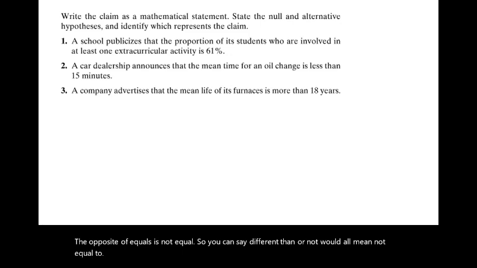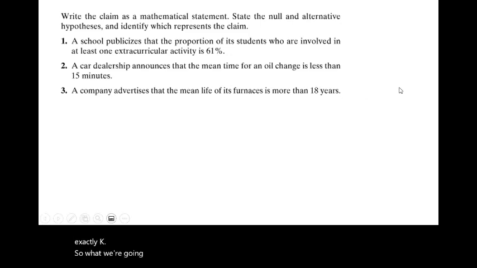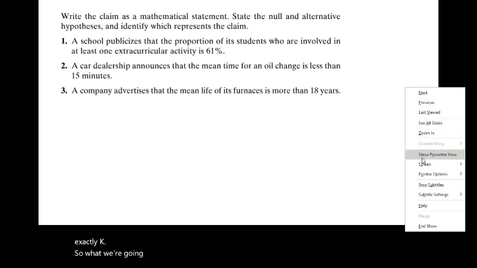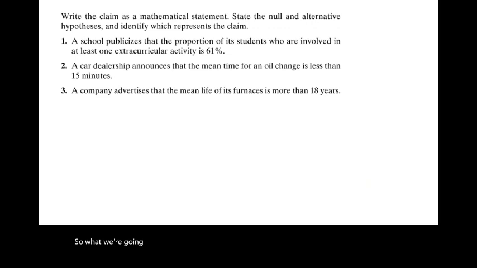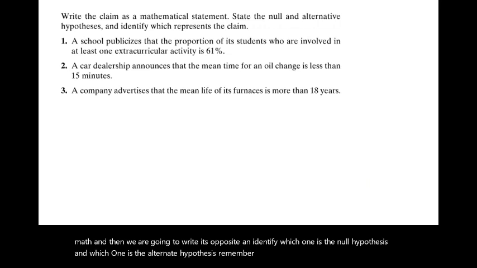So what we're going to do for each of these is we are going to take this claim, translate it into math, and then we are going to write its opposite and identify which one is the null hypothesis and which one is the alternate hypothesis. Remember, when you are writing your hypotheses, you're always going to have a pair of hypotheses. Please label which one is the claim.